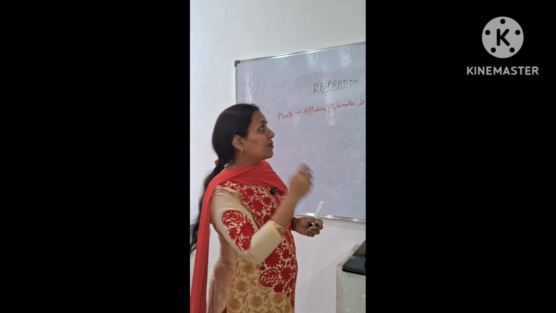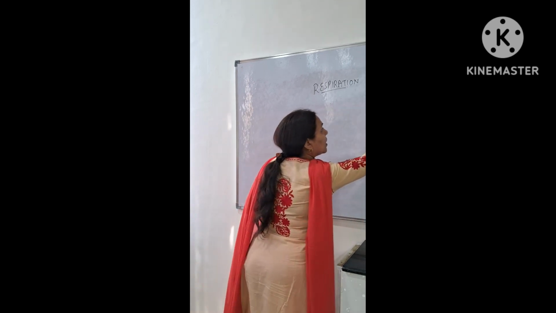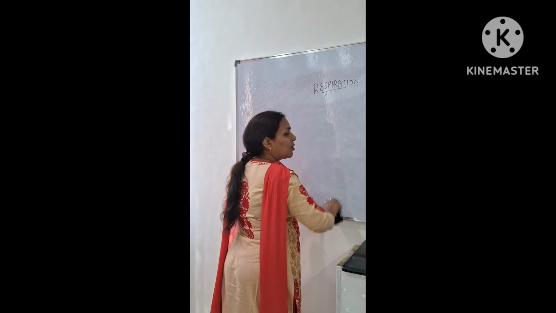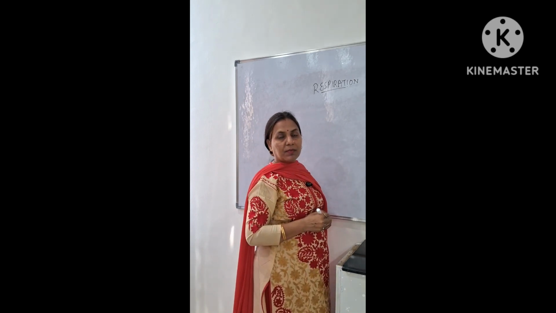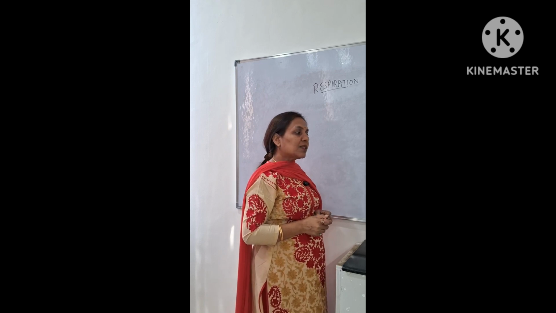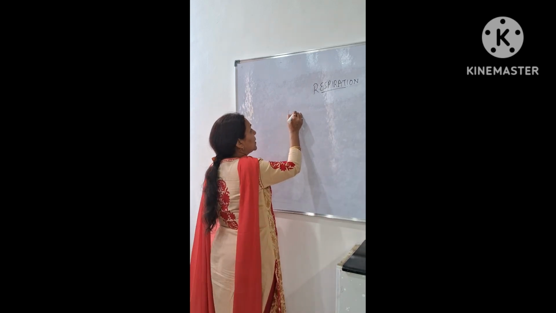For now, everywhere diffusion is occurring, whether it is a plant or an animal, but the surface which is involved in this exchange of gases, also known as breathing, should have certain features. The first is it should be large.